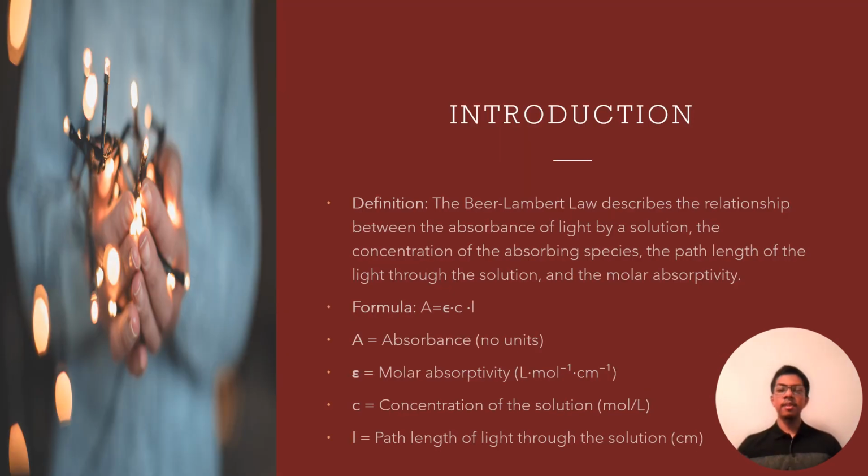To begin, the Beer-Lambert law describes a relationship between the absorbance of light by a solution, the concentration of the absorbing species, the length of the light through the solution, and the molar absorptivity. As you can see here, there's a formula with A equals epsilon C l, which is absorbance, the molar absorptivity, the concentration of the solution, and the path length of the light through the solution.